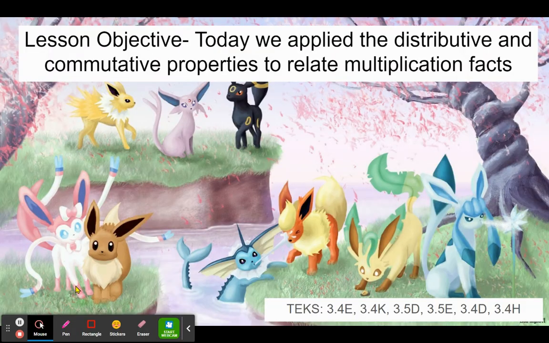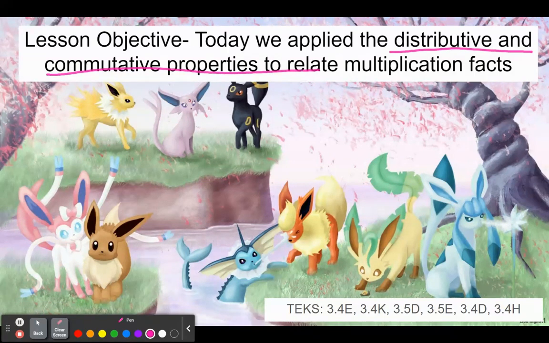Okay, let's review today's lesson objective. So today we applied the distributive and commutative properties to relate multiplication facts.